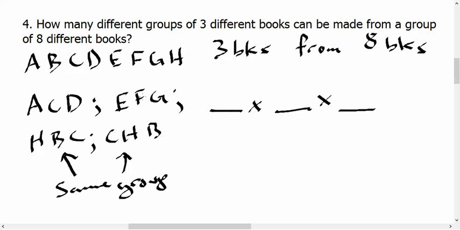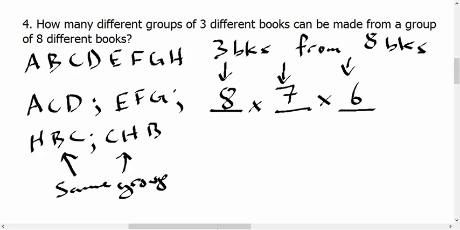So for the first slot right here, well, there are 8 different books that I could choose. I could choose any of those 8 books. For the second one, once I've chosen the previous book, well, I could choose any of the other books. There's 7 of them. And for the third slot, once I've chosen those first 2 books, I could choose any books that I haven't already chosen, and there are going to be 6 books that I haven't already chosen.